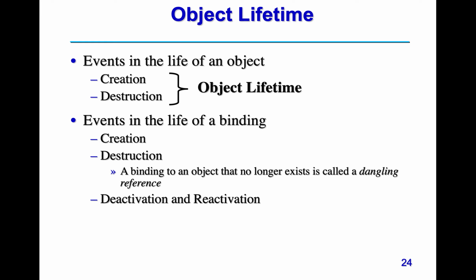So the binding to an object that no longer exists is called a dangling reference. And so some languages get rid of those dangling references completely, and that would be like Java. So if you delete an object and it goes away, the reference is automatically set to null because the binding is removed. And once the binding goes out of scope and it gets removed, then you don't have a dangling reference. Languages like C++ don't do that. You can actually easily create a dangling reference in C++. It's because there's no deactivation or reactivation of the reference.